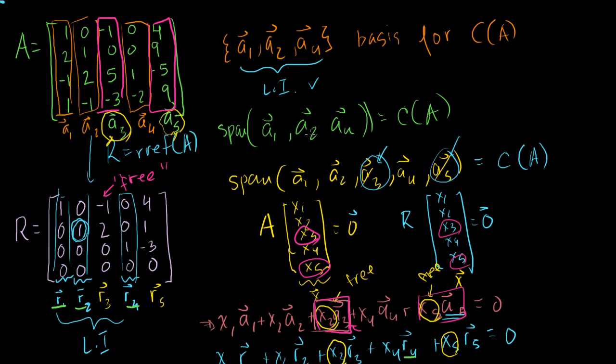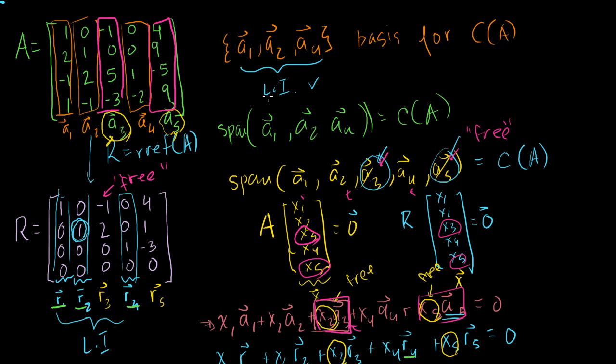So given that, we've shown you that these free vectors, and I'm using my terminology very loosely, these ones that are associated with the non-pivot columns can be expressed as linear combinations of these guys. So they're unnecessary. The span of this is equivalent to the span of this. The span of this is the column space of A.